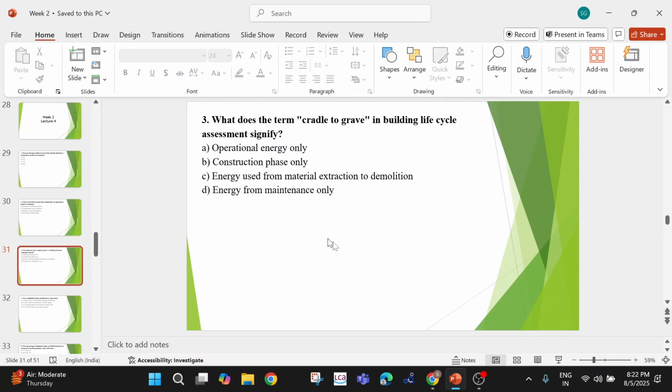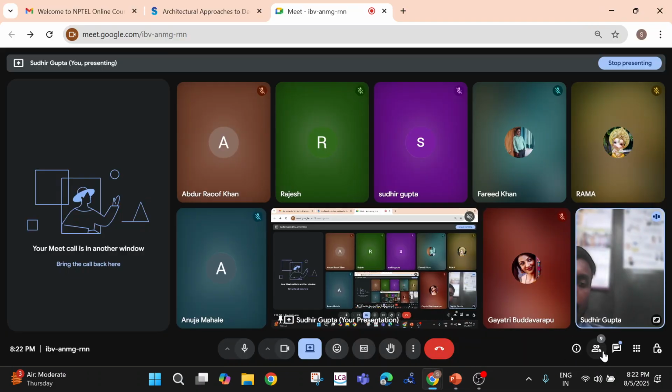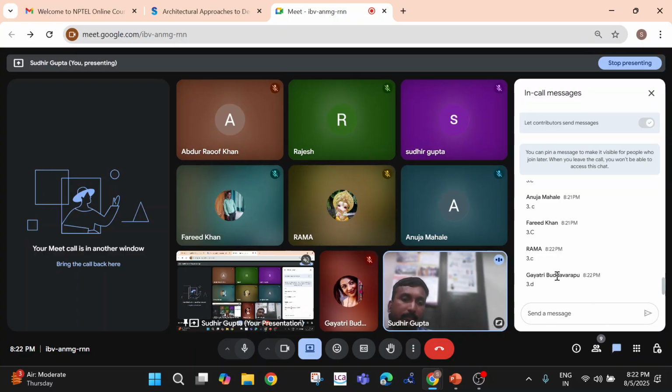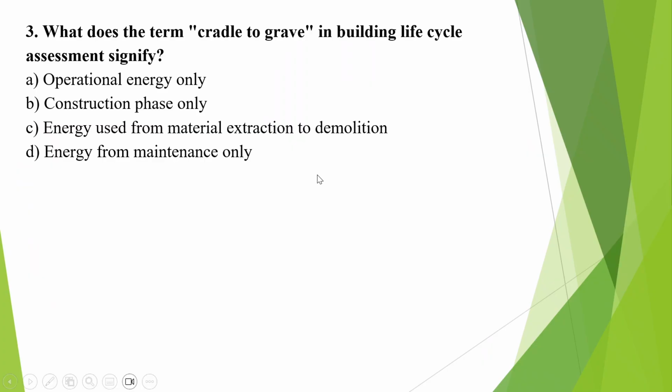As I can see, I have received several answers from the audience, and all of them, except Gayatri, have chosen option C. Gayatri has chosen option D. So let me discuss this question. Basically, cradle refers to the beginning of the process, and grave refers to the end of life, when everything has been done. So these are the two ends of life cycle assessment, from cradle to grave, from beginning to end.